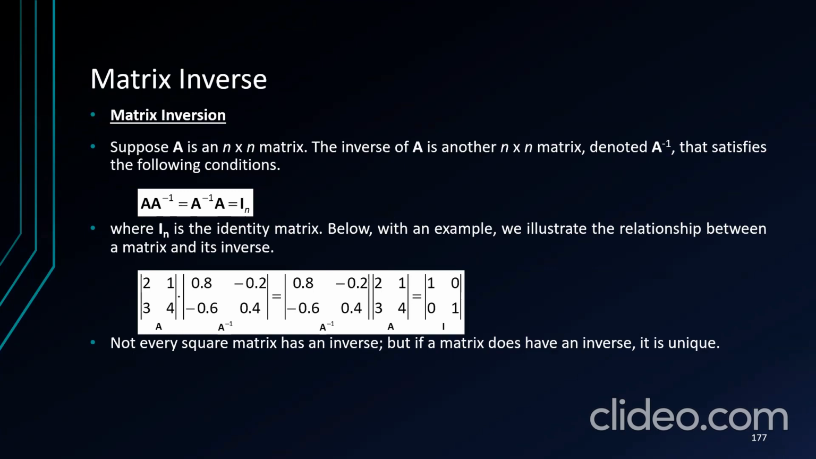we illustrate the relationship between a matrix and its inverse. So, A is 2, 3, 4, 2, 1, 3, 4. The inverse is 1 over 0.8, negative 0.2, negative 0.6, 0.4. Also equal to, pag pinalit mo siya, 1, 0, 0, 1. Not every matrix has an inverse, but if a matrix does have an inverse, it is unique.